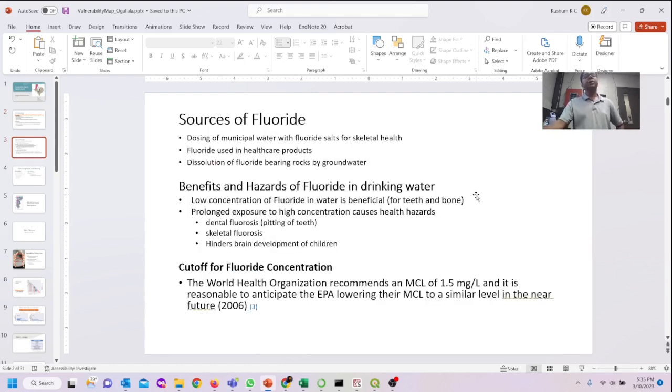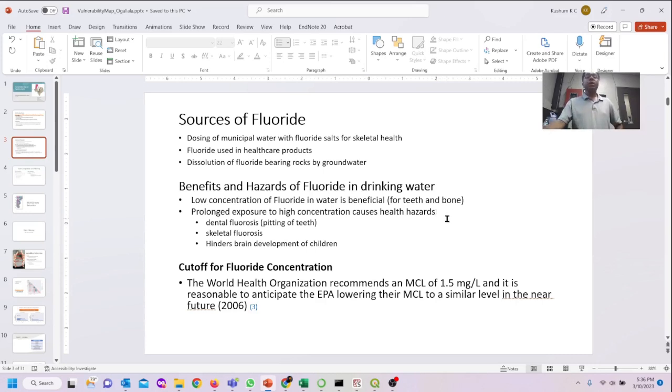In the underground aquifer, the fluoride comes from two sources. One is the municipal water that we use and then discard on the surface, and another source is the fluoride-bearing rocks that we find underground, where water passing through the rocks dissolves some of the fluoride. Fluoride has some health benefits, especially at low concentration, but at high concentration, it may cause dental fluorosis and skeletal weakness, and it also may hinder brain development.